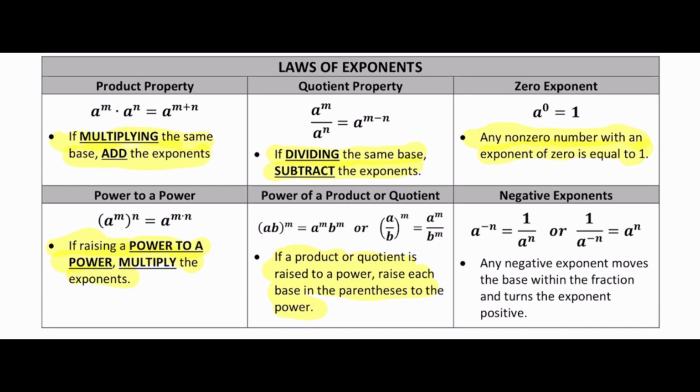And then negative exponents. That doesn't make the base negative, it just changes the position of the base within a fraction. Like in this first one, a to the negative n is in the numerator of a fraction. To make that exponent positive, we shift it to the denominator, making it 1 over a to the positive n. Likewise, if it's 1 over a to the negative n, we shift it up to the numerator and it becomes a to the positive n. So a negative exponent just tells you to move it in the fraction to make it positive.